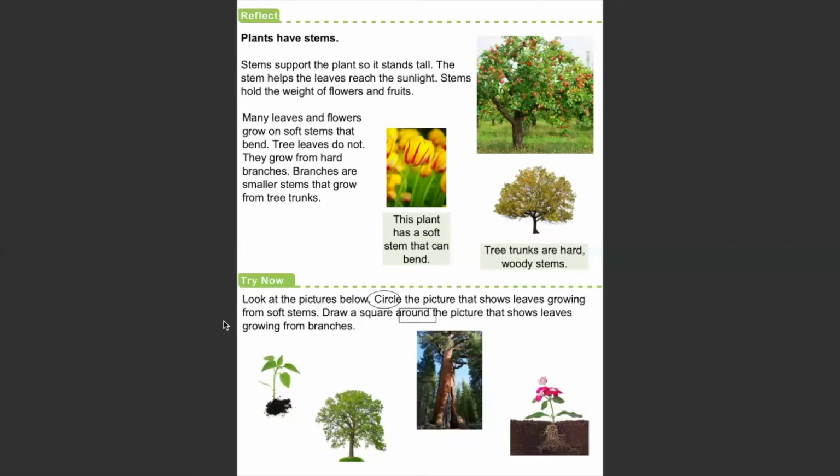Try now. Look at the pictures below. Circle the picture that shows leaves growing from soft stems. Draw a square around the picture that shows leaves growing from the branches. Let's try the first one together. Look at this plant. These leaves look like they are growing from a stem that is bendy. Let's put a circle around it because this is a soft stem. What about this tree? The leaves are growing from branches, so I'm going to put a square around it. Try the last two on your own.